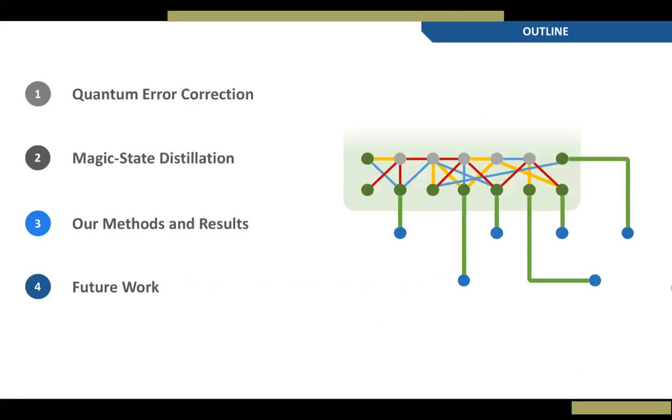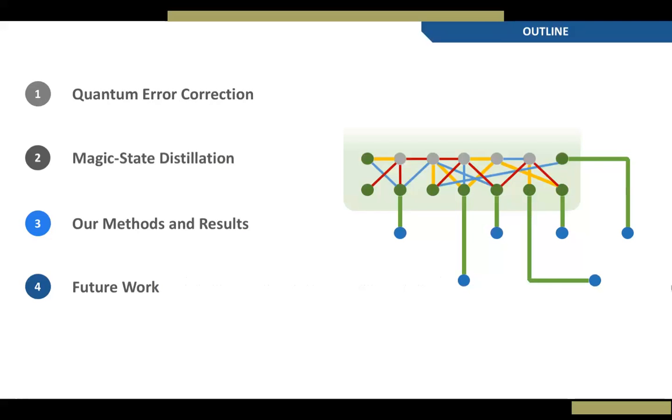So without further ado, let's get started by going over the outline of today's talk. I'll begin by introducing, very briefly, quantum error correction, and also a very important component of error correction, magic state distillation, which will be the focus of our talk. Then we'll follow that by introducing our methods and the results that we obtained using those methods for optimizing the distillation circuits. Also, at the end, we will talk about a number of immediate future extensions to this line of work.